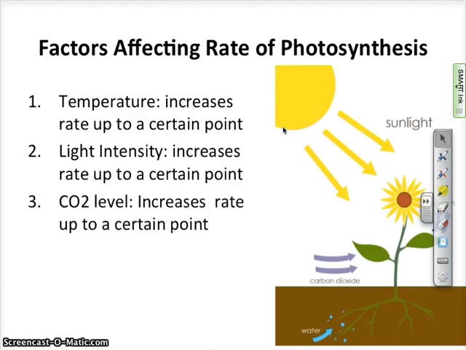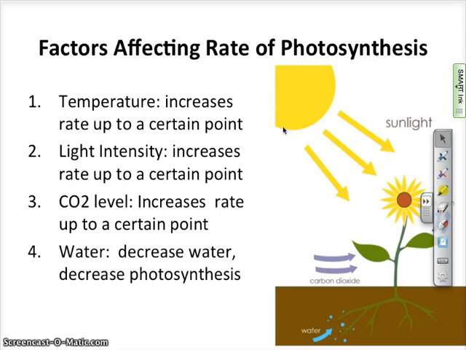Carbon dioxide level works the exact same way as temperature and light. Again, it increases as it gets more and more, but at a certain point, it's too much. Water. If you decrease water, you'll decrease photosynthesis. So that's a very direct relationship.